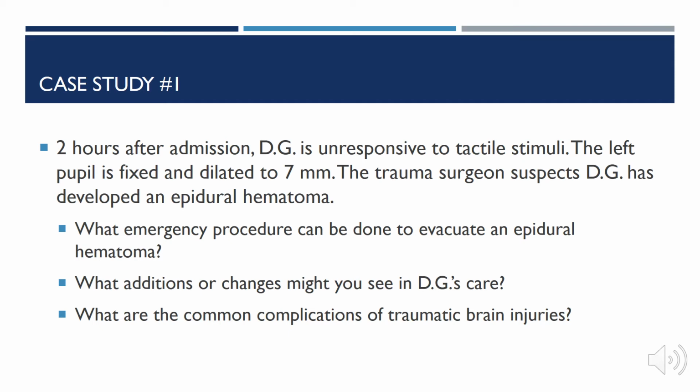I want you to think about that. And then the last question there, what are common complications of traumatic brain injuries? The 2 major complications from this are herniation and decreased cerebral perfusion, which together are bad things, okay?